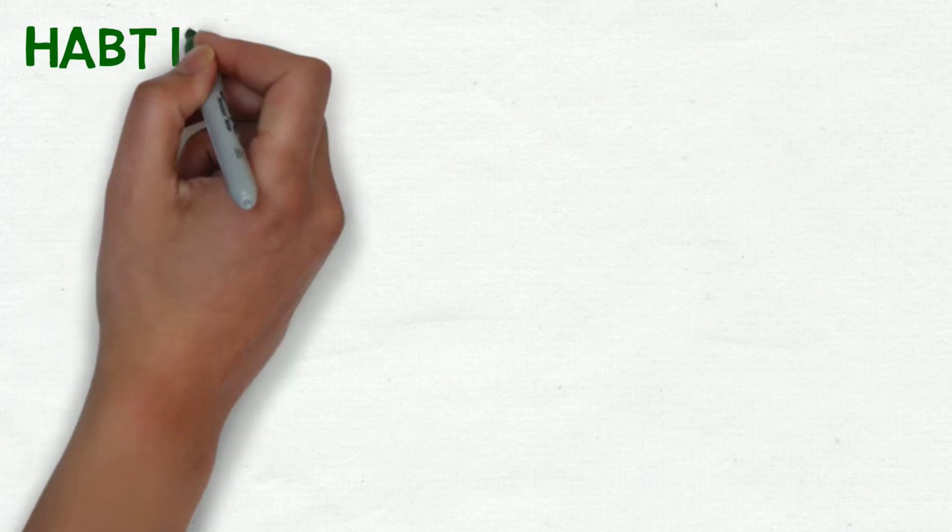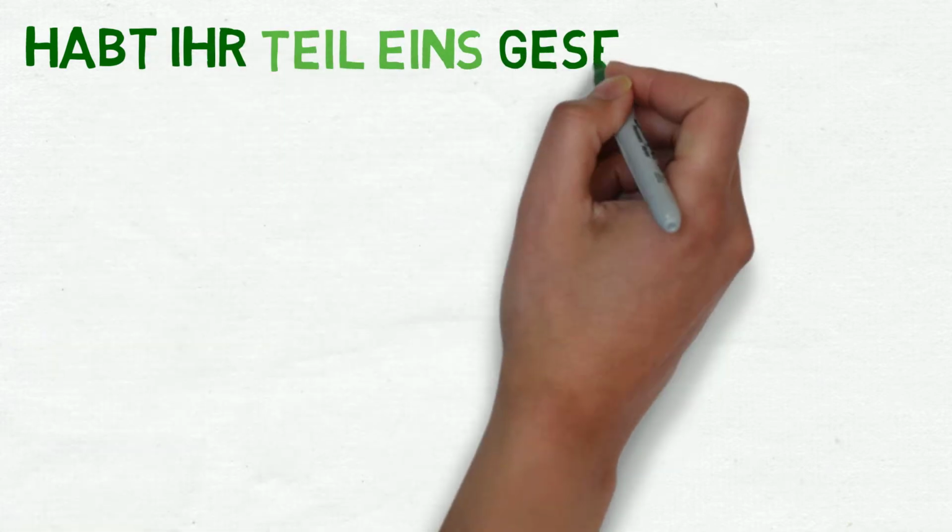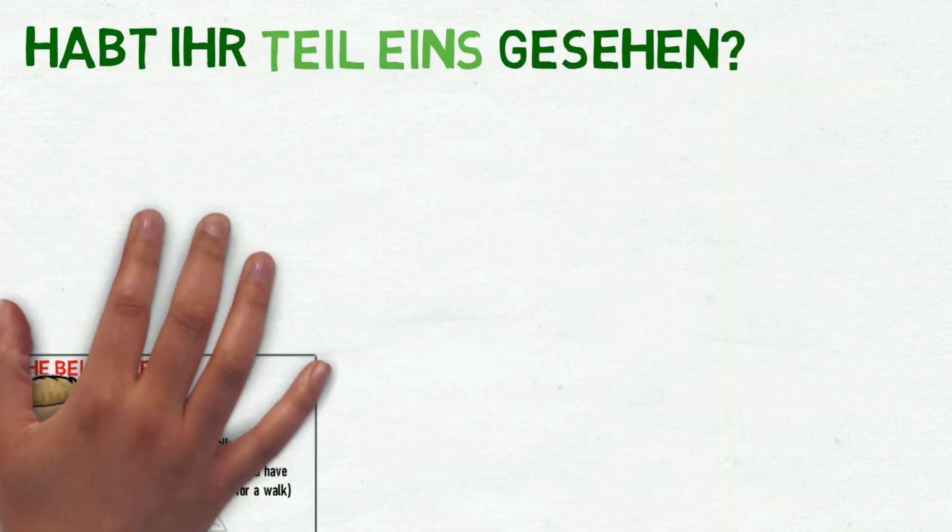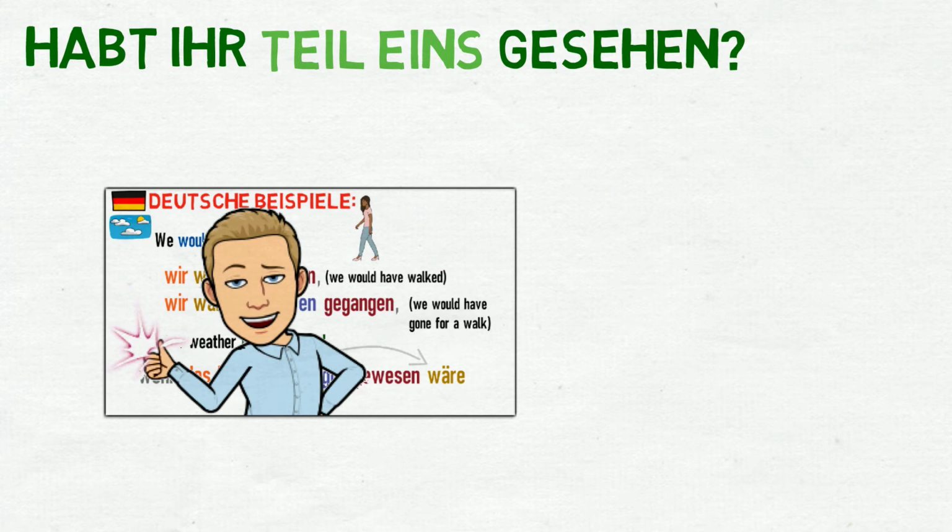This lesson follows on from part 1, where we discussed how to use the conditional perfect tense to say what people would have done in certain scenarios. If you haven't seen part 1 yet, please go back and watch it by clicking the banner now.